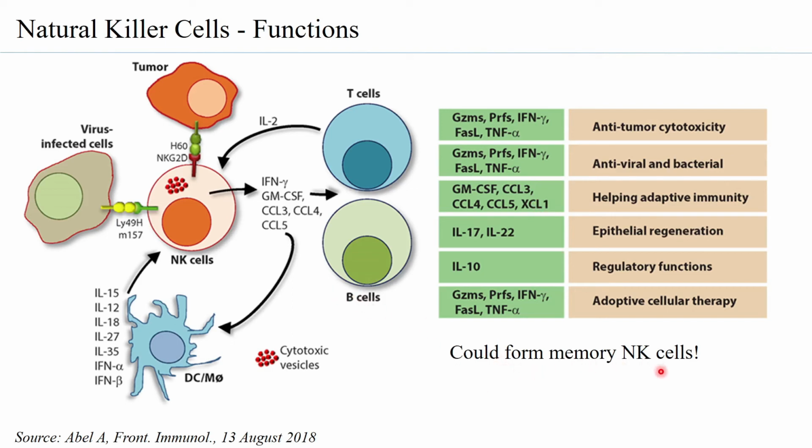Now, what has been found from very recent studies is that natural killer cells may be able to form memory natural killer cells. And natural killer cells, because they are releasing IL-10, can also have a regulatory function. So it may so happen that when one knows more about natural killer cells, then one may find that natural killer cells may not just have a role in innate immunity, but it may also have a role in adaptive immunity. However, currently it is not very clear.